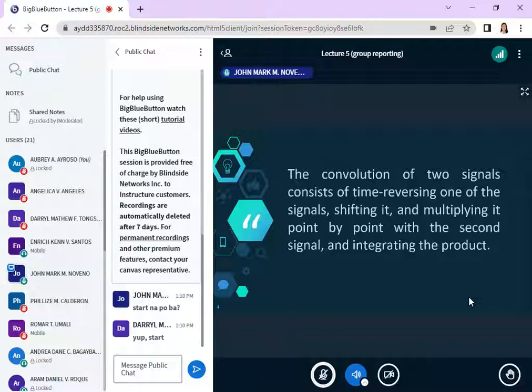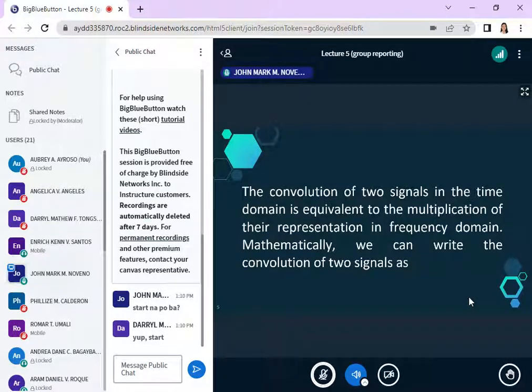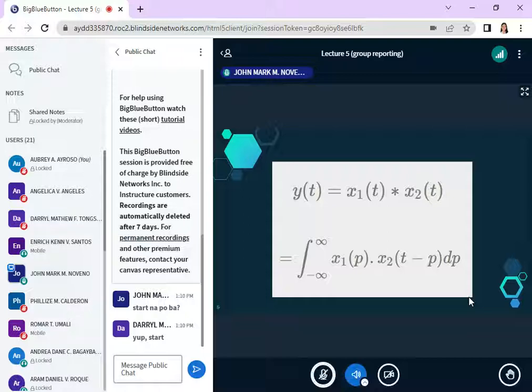Properties of convolution. A convolution of two signals consists of time reversing one of the signals, shifting it, and multiplying it point by point with the second signal, and integrating the product. The convolution of two signals in the time domain is equivalent to the multiplication of their representation in the frequency domain. Mathematically, we can write the convolution of two signals as y of t equals x sub 1 t convolute x sub 2 t equals the integral of the function x sub 1 p multiplied by x sub 2 t minus p dp, with limits of negative infinity and infinity.